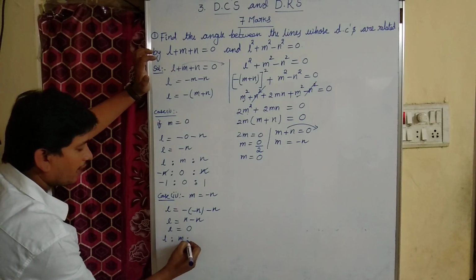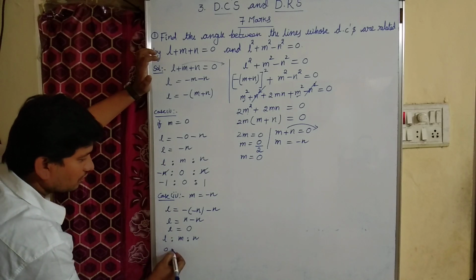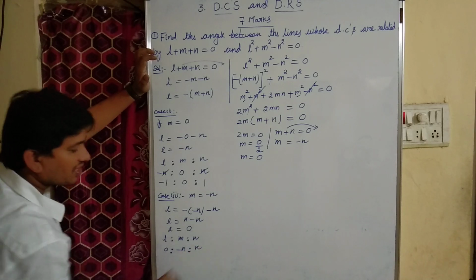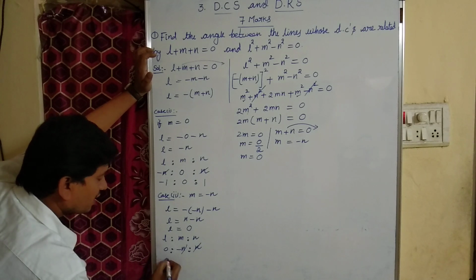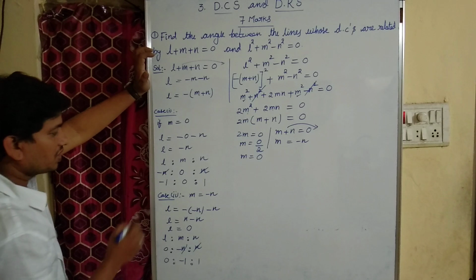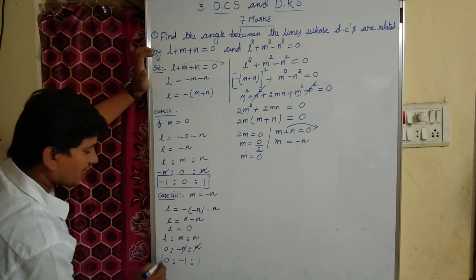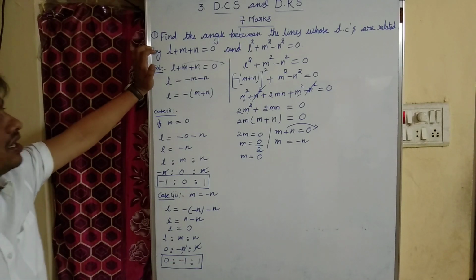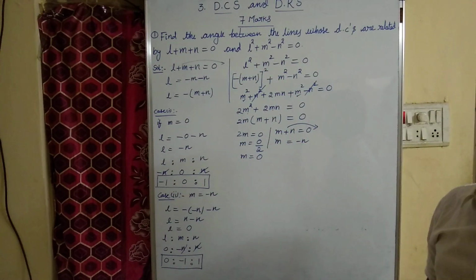L is 2, M is 2, and so L value 0 and M value minus n, and n as it is n only. So n gets cancelled. So you will get 0 is to minus 1 is to 1. So these are the two DRs. First one is minus 1 is to 0 is to 1, and the second one is 0 is to minus 1 is to 1. Actually, they are asking to find the angle between the lines.